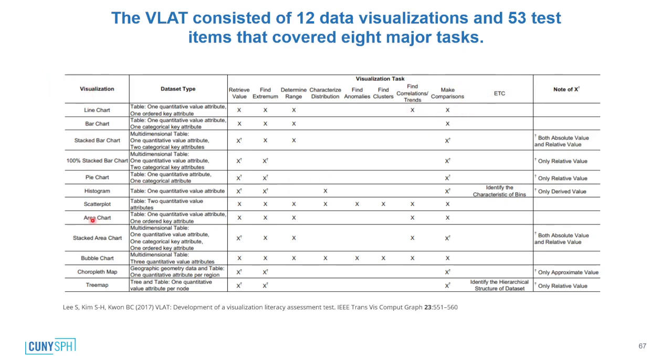And then we have here the bar chart, the stacked bar, this 100% stacked bar, the pie chart, the histogram, the scatter plot, the area chart, the stacked area, the bubble chart, the choropleth, and the treemap. Now you can see a little bit of the type of data set that we can represent in those visualizations, and what kind of results they have, which visualizations can be done better with one or other kind.